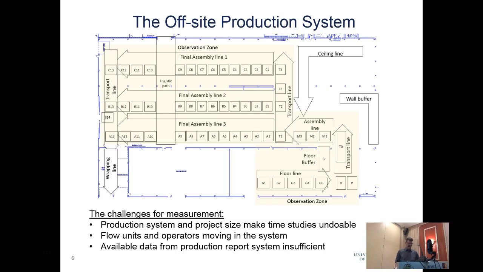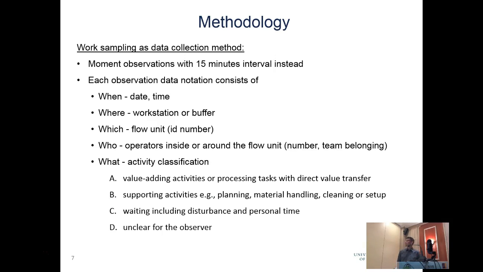And the last challenge, there was not sufficient data available from the production report system. So we chose work sampling as a work method with 15 minutes observation intervals instead. And each observation consists of when, where, which flow unit, who, the number and team belonging of the operators who were working with the flow unit or not, and what kind of activities that was going on. We classified in value-adding activities, supporting activities, rating and unclear activities.